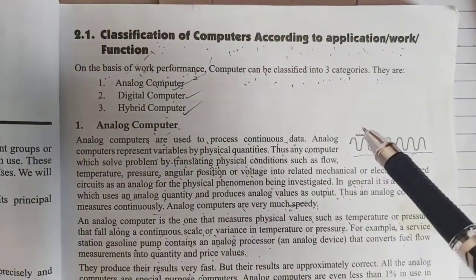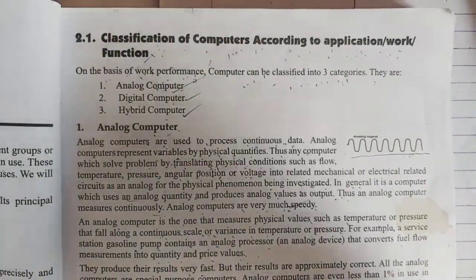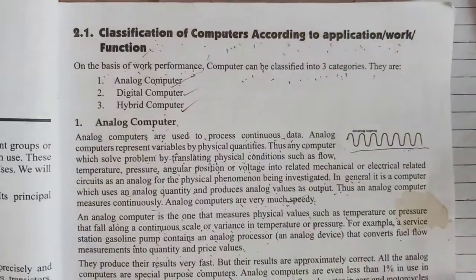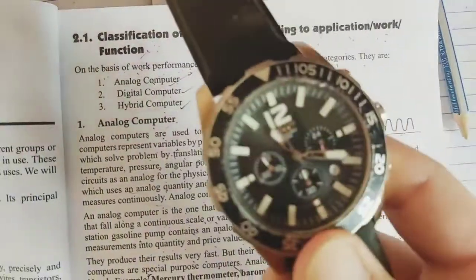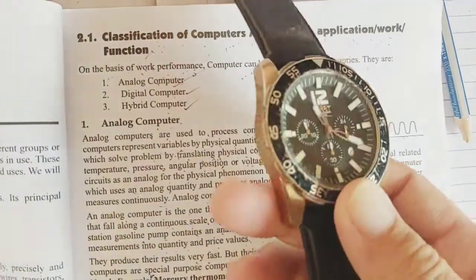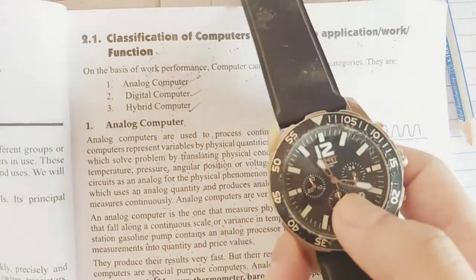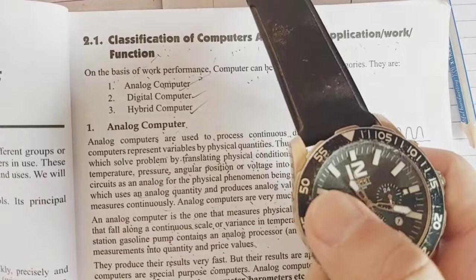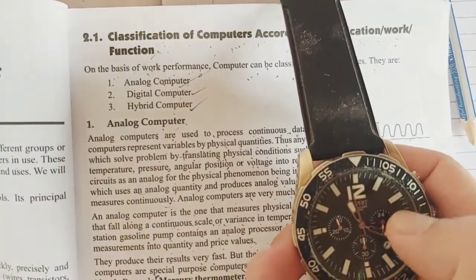In an analog computer, the physical data are shown by physical quantities. For example, you can take this watch as an example of an analog computer. In this watch you can see there are two hands, one big and one small, and there are dashes around it, big dashes and small dashes.